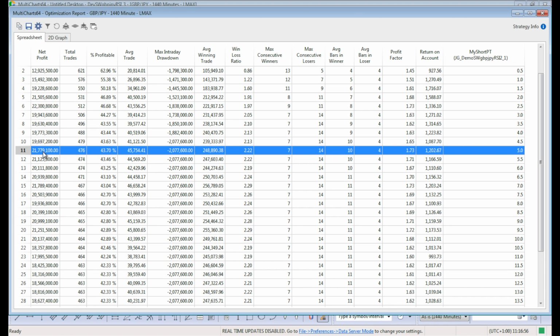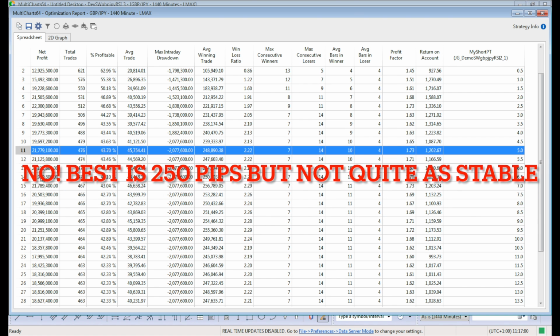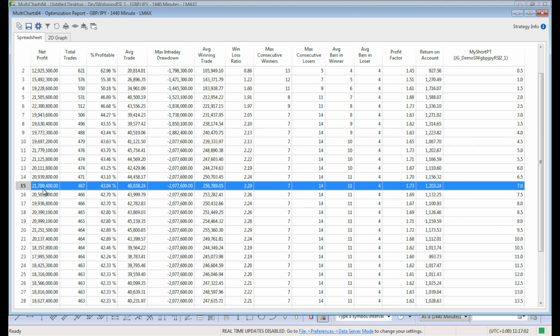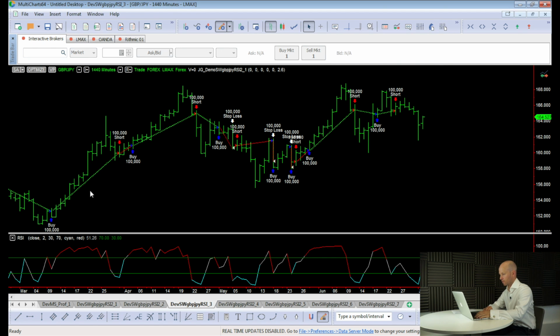Yes, the best is actually at 500, but anything from 500 through to maybe 700 works pretty well for the short profit target. Scott suggested 650, so I agree. 650 does work well for the short profit target. So we'll select that and then have a look at the long profit targets.